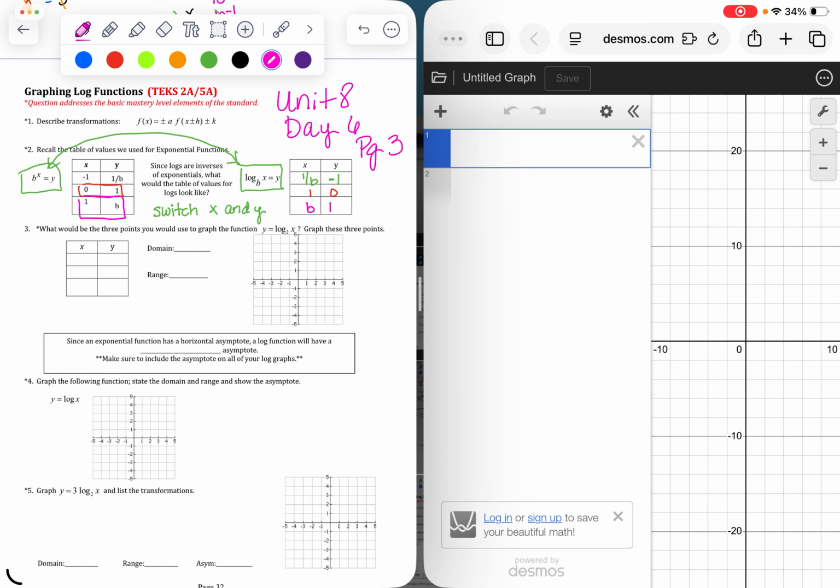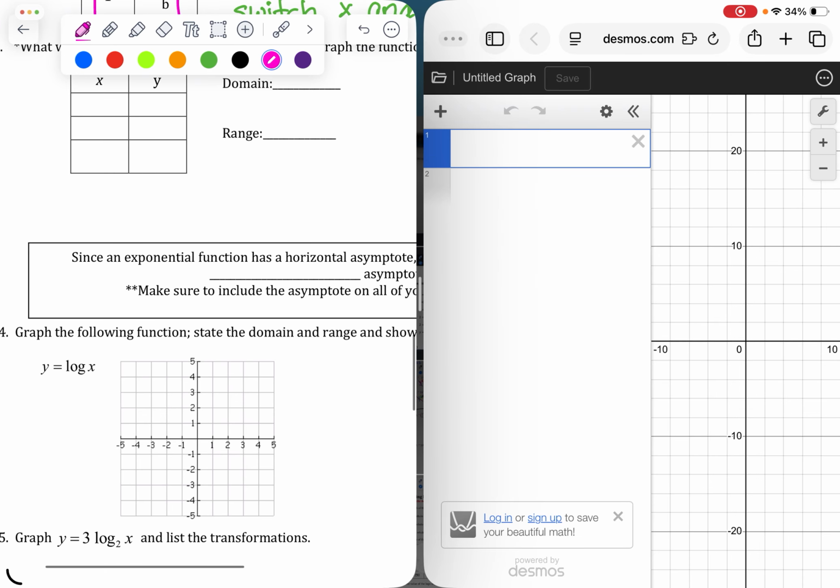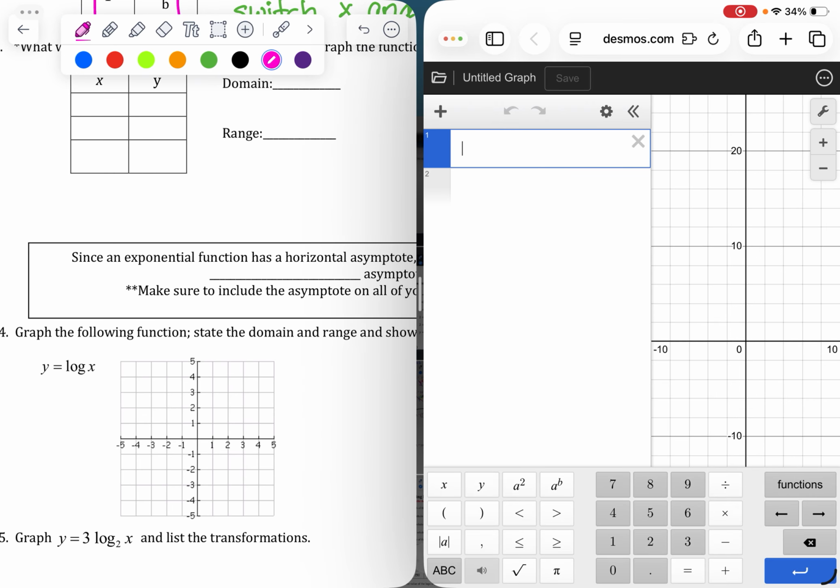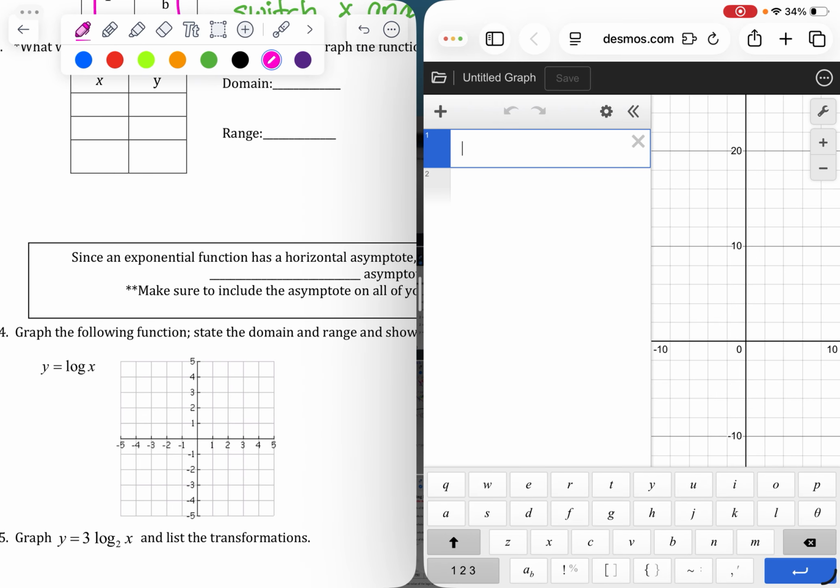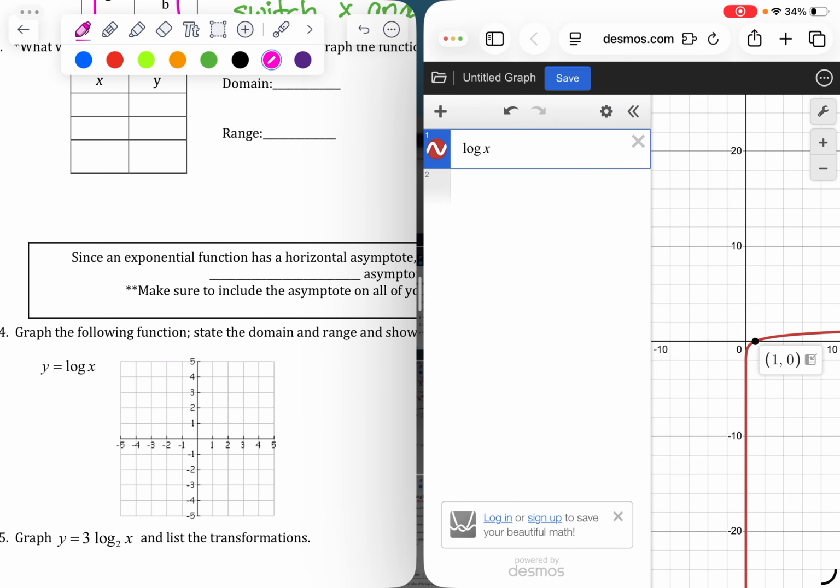And so when I do that, I definitely can see that my asymptote is over here. My domain and range, I'm going to do D for domain. Remember, domain is X, so it starts close to the 0 and then continues to positive infinity. It's a little different when it's a vertical asymptote. The range in this case is all real numbers.